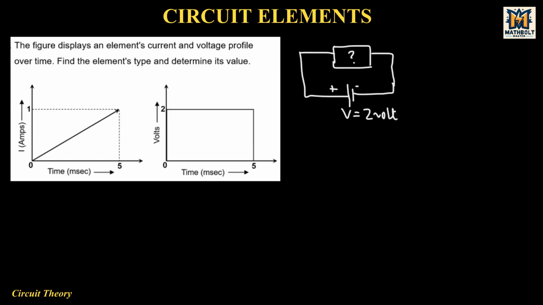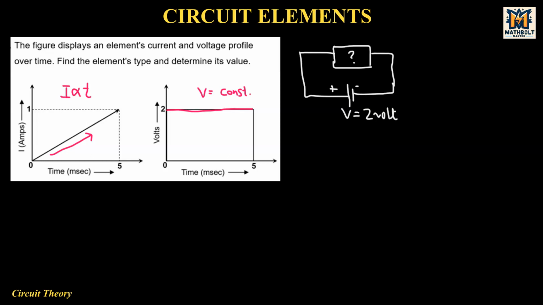When we look at the current profile on the left hand side, it is clearly seen that the current is linearly increasing with respect to time, so we can say that I is directly proportional to time. Whereas if we look at the voltage profile, the voltage value is fixed at 2 volts. As time evolves from 0 to 5 milliseconds, the voltage is fixed, so V is a constant, which is 2 volts.